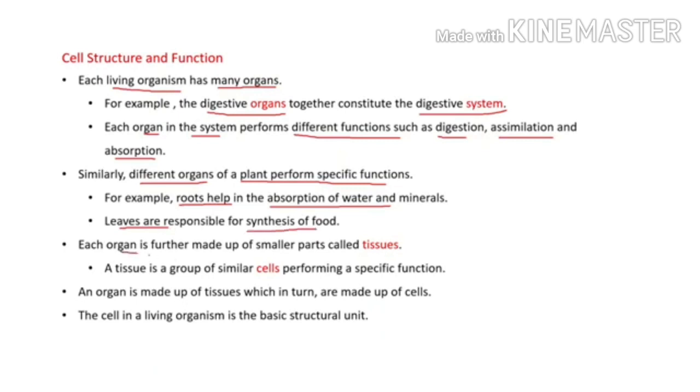And each organ is further made up of smaller parts called tissues. And you know that a tissue is a group of similar cells performing a specific function. And an organ is made up of tissues which in turn are made up of cells. The cell in a living organism is the basic structural unit. We have to deal with cell now.